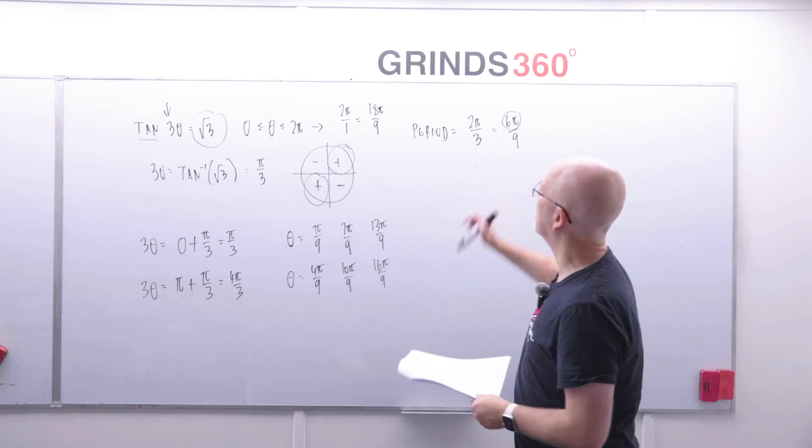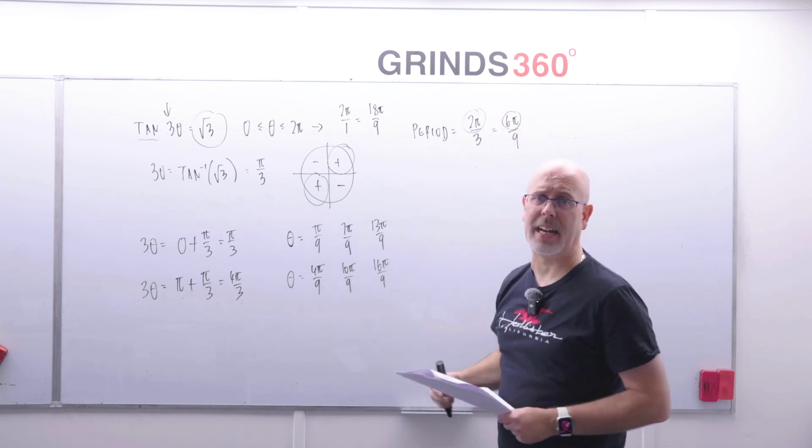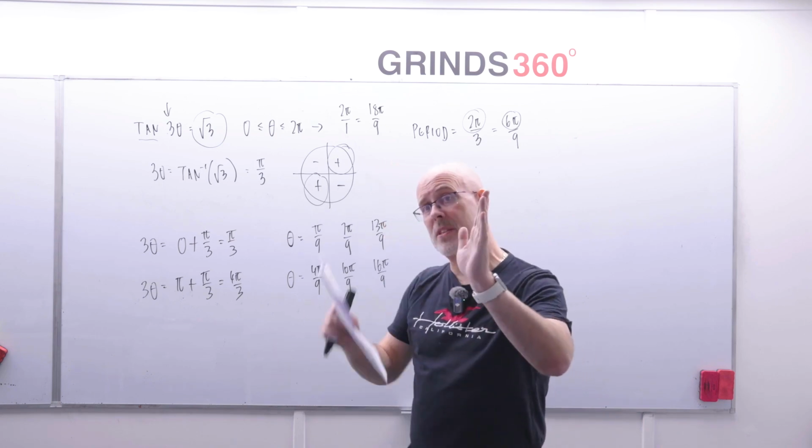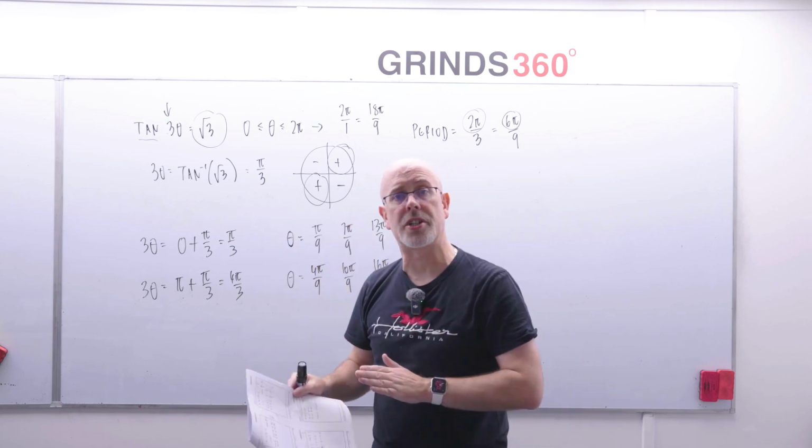Now, if you notice, that's actually not the period of the tan graph. The period of the tan graph is pi. Because the tan graph, remember, is the weird shaped one that repeats itself every 180 degrees.